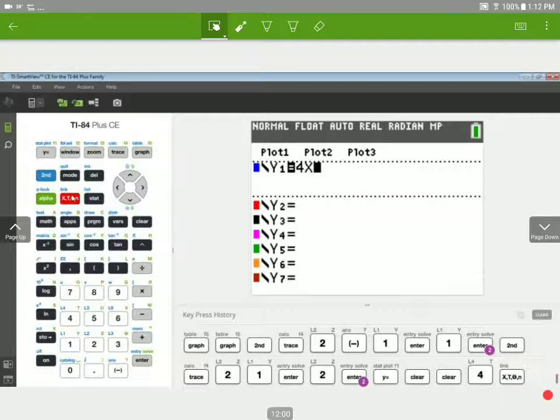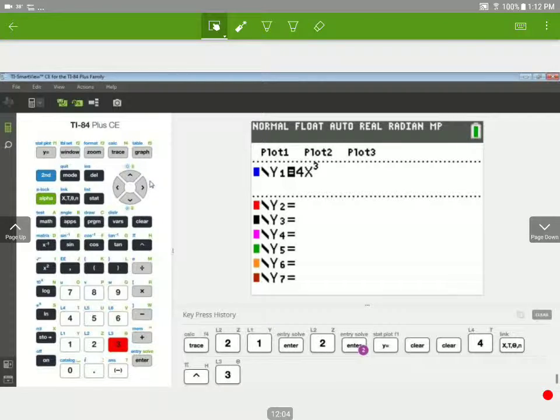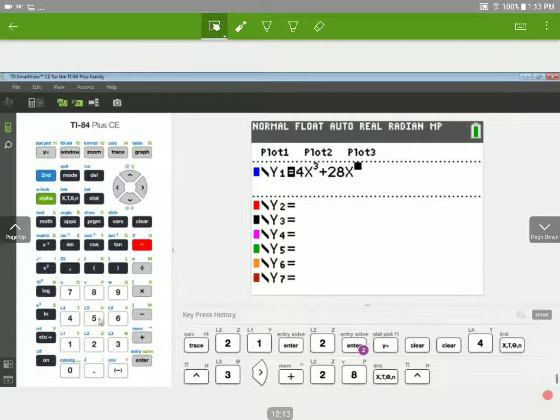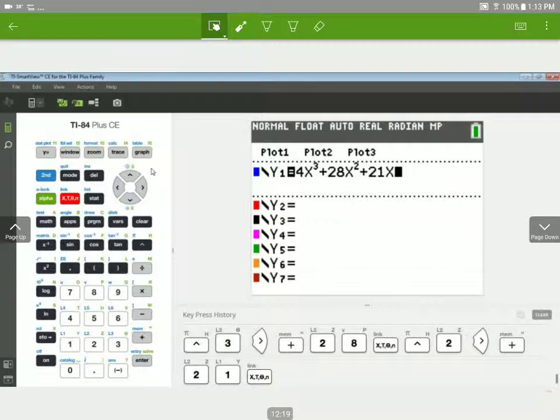How many solutions would there be to a 4x to the third? 3, or a maximum of 3. There could be less, but there's imaginaries as well, but there are 3 solutions one way or another. Plus 28x squared plus 21x minus 81. And let's hit graph.